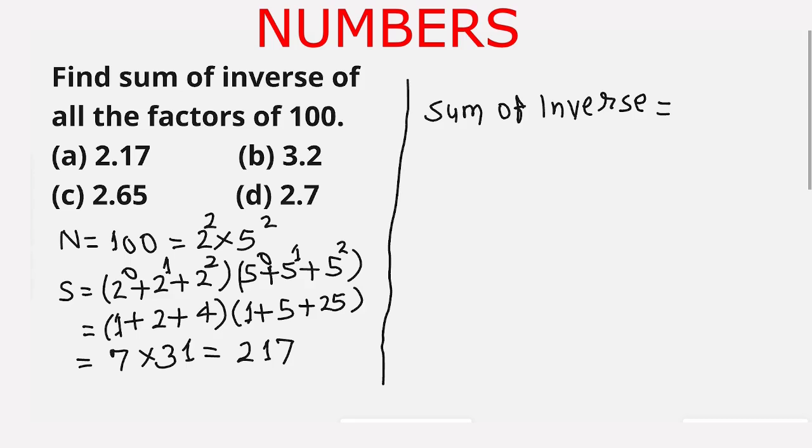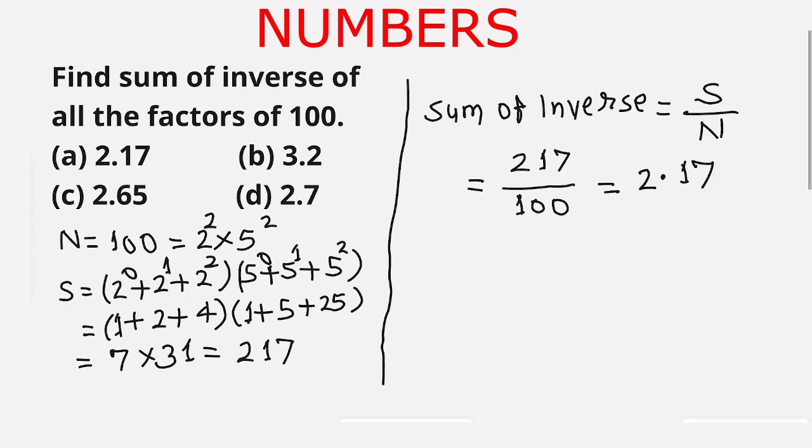And sum of inverse of all the factors is given by the sum of all the factors divided by the number, and that is equal to 217 divided by 100, and this is equal to 2.17. This is the sum of inverse of all the factors of 100, and from the given options our answer is option A, 2.17. I hope you have understood the method of solving such type of questions.